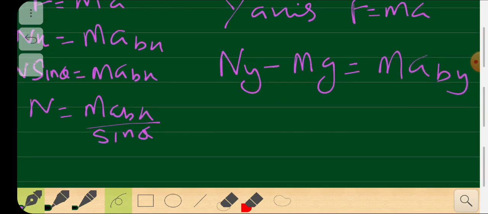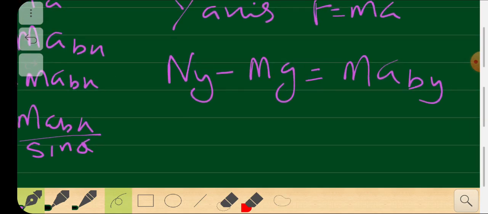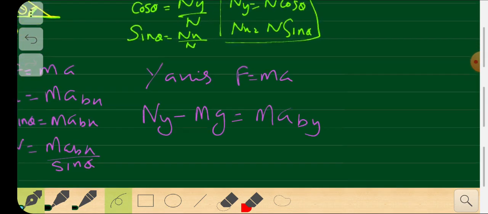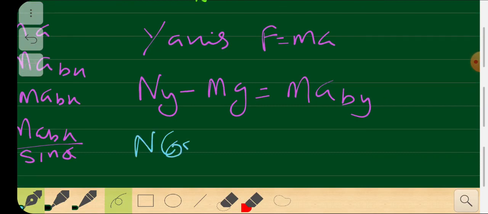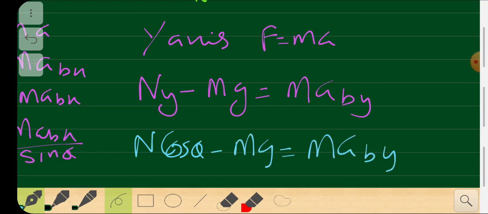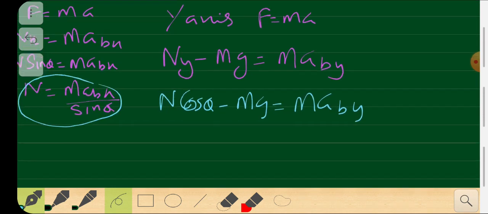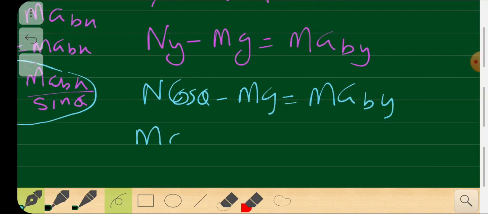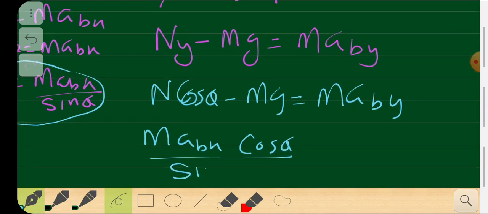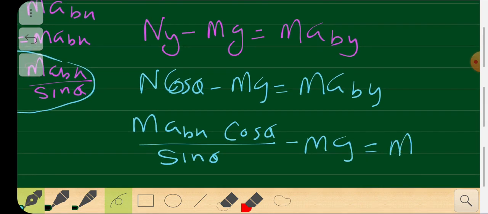Okay, you got that. Now what I can do is that I can substitute here as well. Here in the second equation as well, I can substitute for ny is equal to n cos theta. So it's n cos theta minus mg is equal to m aby. So now I can substitute the value of n in this equation. So n is equal to m abx cos theta divided by sine theta, minus mg is equal to m aby.